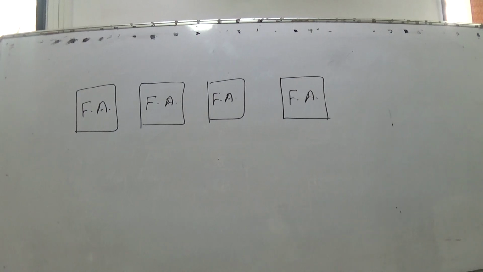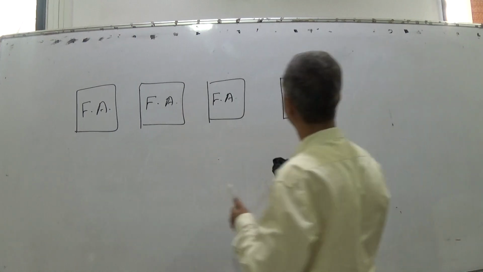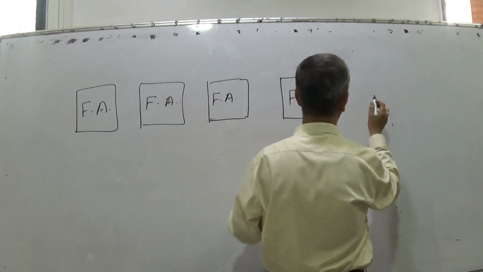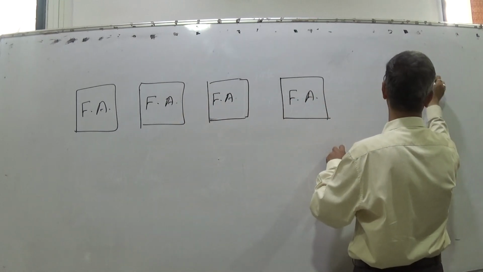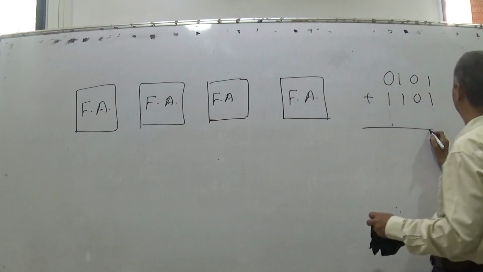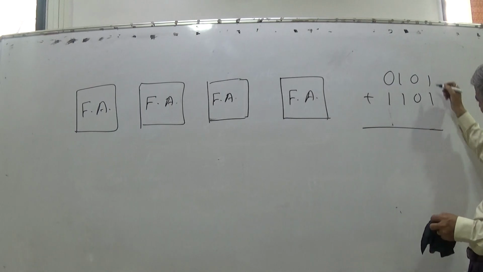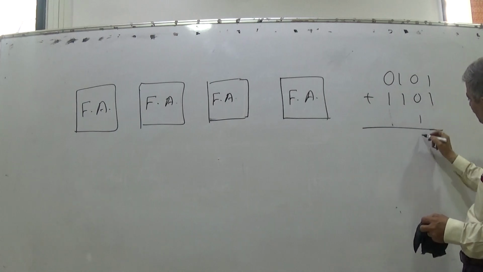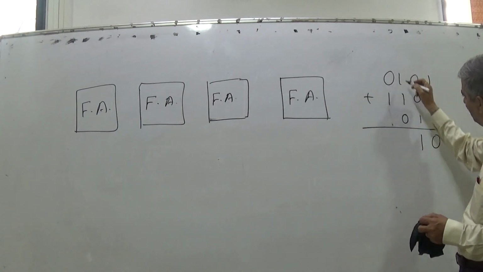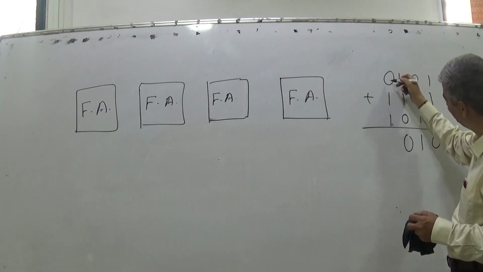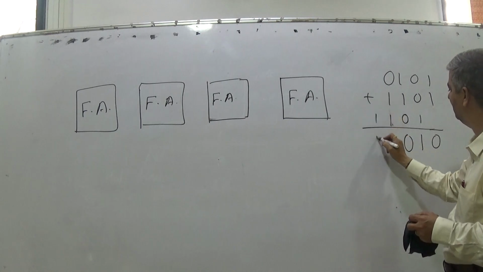How do I add 2 4-bit numbers? What is the procedure? Suppose I add 0 1 0 1 plus 1 1 0 1. While adding, I only have these 2 bits. So 1 plus 1 is 0, carry 1. 0 plus 0 plus 1 is 1, carry 0. 1 plus 1 plus 0 is 0, carry 1. 1 plus 1 plus 0 is 0, carry 1, and this is the answer.